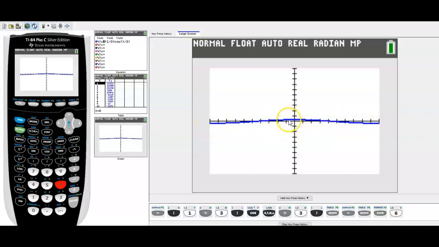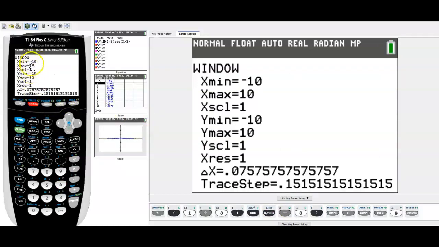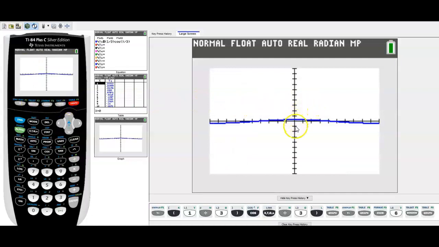So let me show you guys another way, and this one's a little bit more freelance. You can change the window however you like. I'm going to go to window this time, and I like how my x values are spread out. I don't like the height of my graph, so it's too tall. As you can see, we really only need to go from maybe +1 to -1, and we'll see most of the graph if we do that.